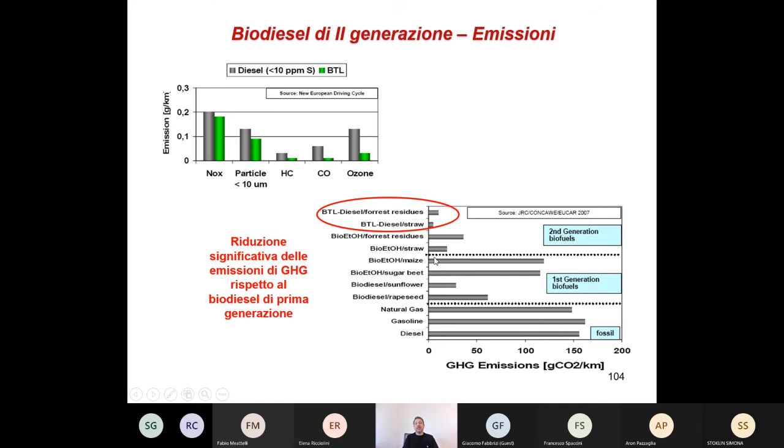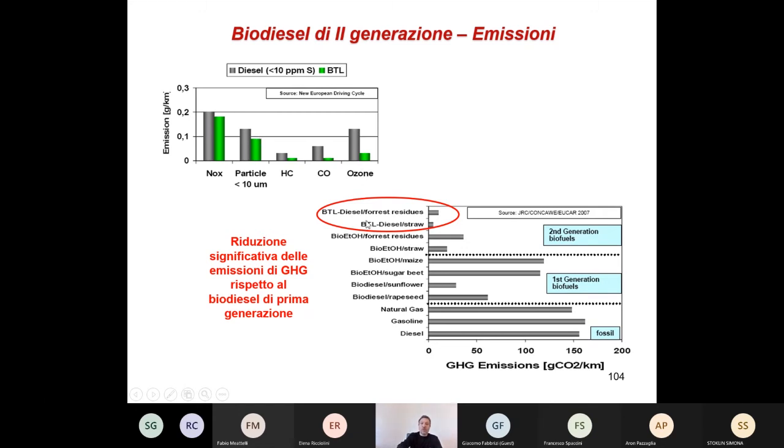Okay, these other graphs show also the reduction of a lot of pollutants, comparing diesel to biodiesel. You see that the reduction of nitrogen oxides is not so interesting, but of course the CO reduction, the hydrocarbons reduction, and also the particle reduction is very important. Okay, these are some important conclusions of biodiesel emissions.